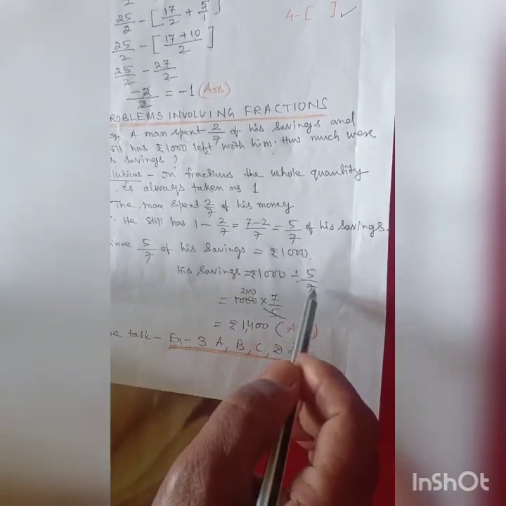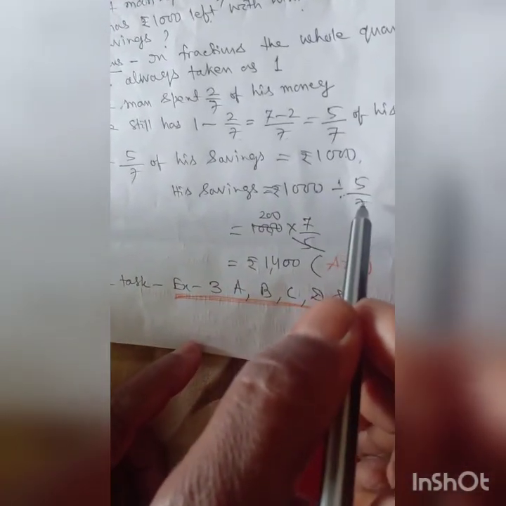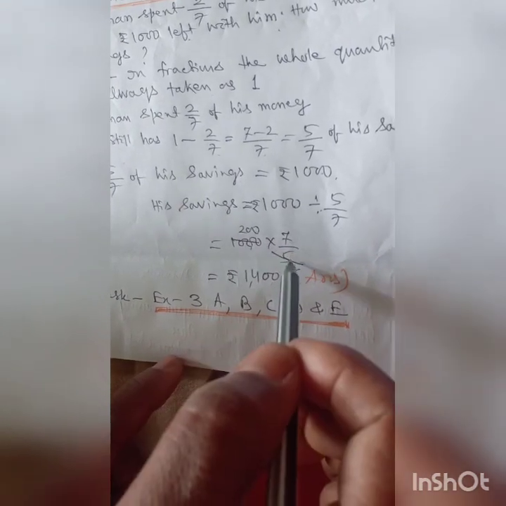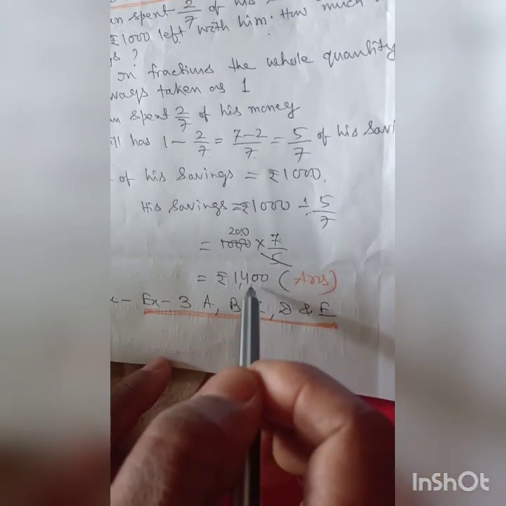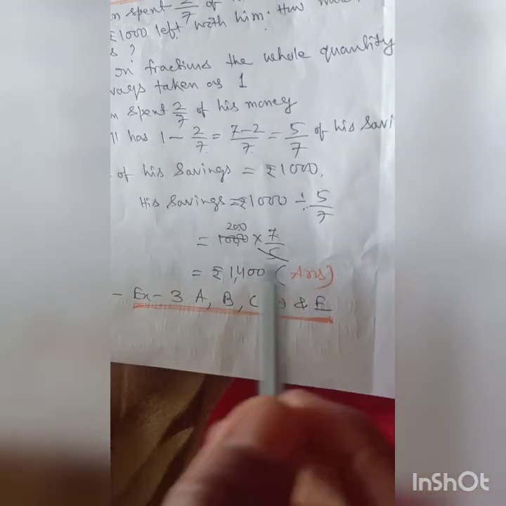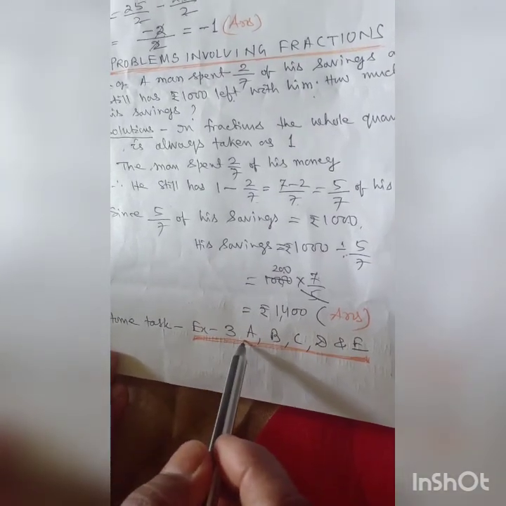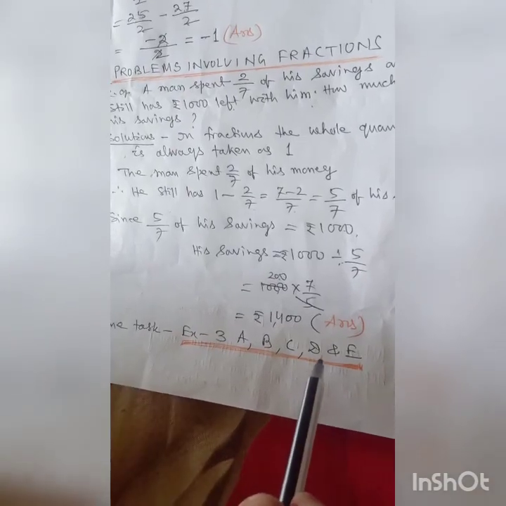The division sign will become a multiplication sign, and the fraction after it will be reciprocal. 7 will be the numerator, 5 will be the denominator. 1000 can be reduced by 5, equal to 200. 200 multiplied by 7 equals 1400. So you have to do the homework, exercise 3 A, B, C, D and E. All the best. God bless you.